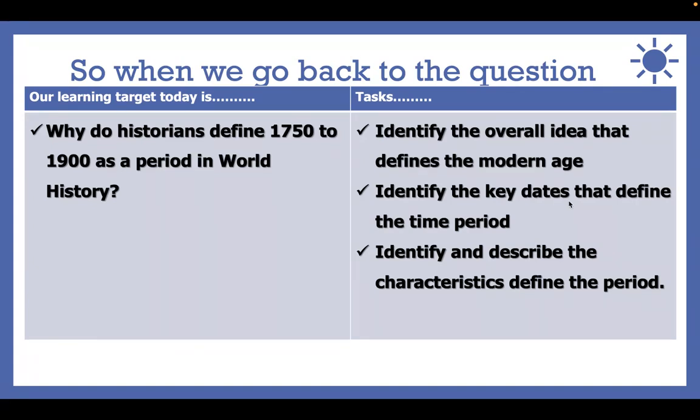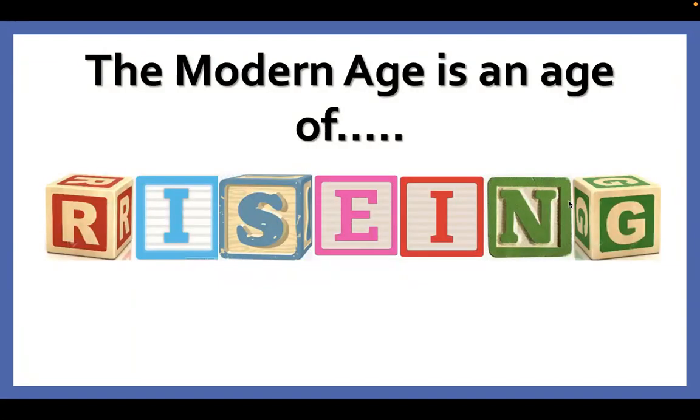We've already identified the overall ideas, the idea of being modern and the idea of the empirical worldview. We've identified the three key dates and explained why they're important: 1750, 1850, and 1900. Now we're going to get into the characteristics. To remember these characteristics, we're going to use the acronym RISING. Now, before you get all hot and bothered, I know that there is a slight misspelling, okay?